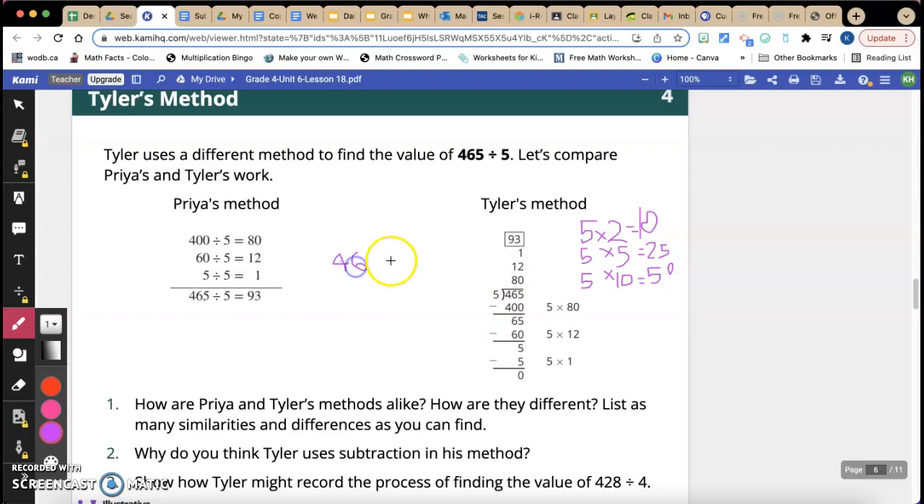465 divided by 5. Now remember, guys, there's no wrong or right way to solve it. If you can solve it Priya's way and get the correct answer, you're correct. If you can solve it Tyler's way and get the correct answer, you're correct. If you can do it Miss Hoke's way and get the correct answer, you're correct.